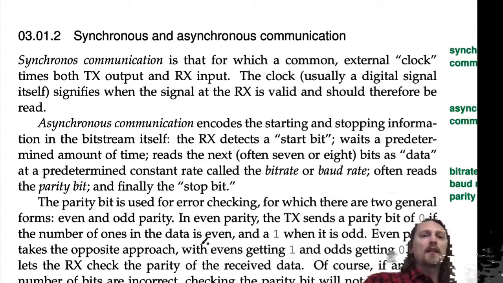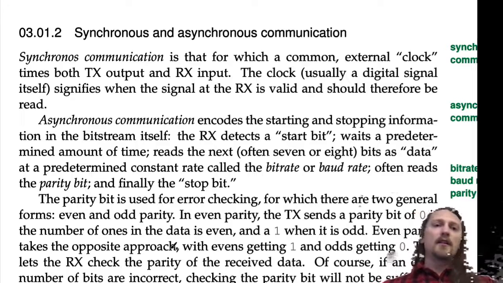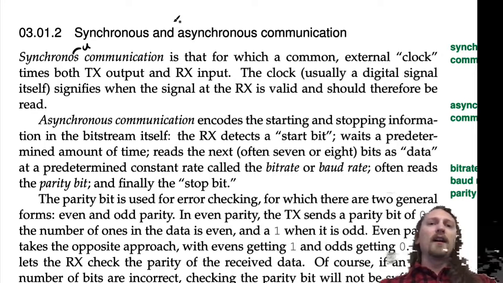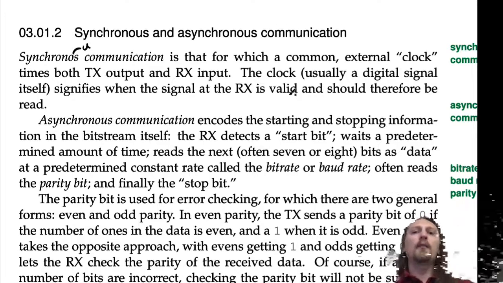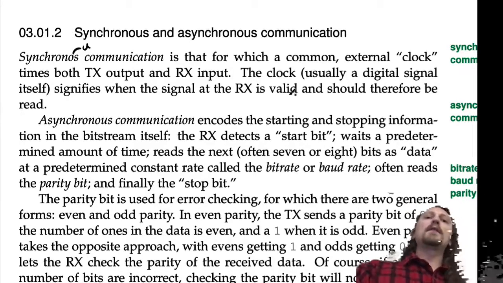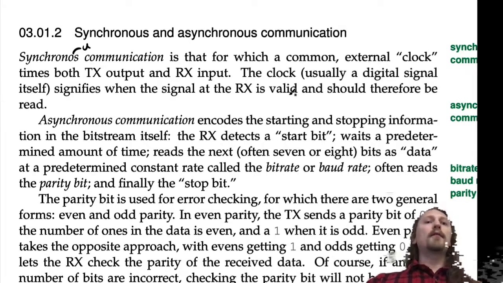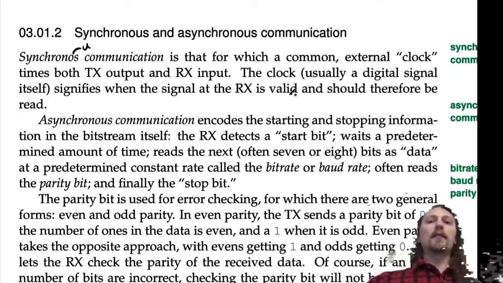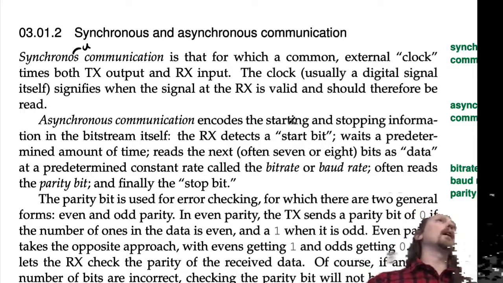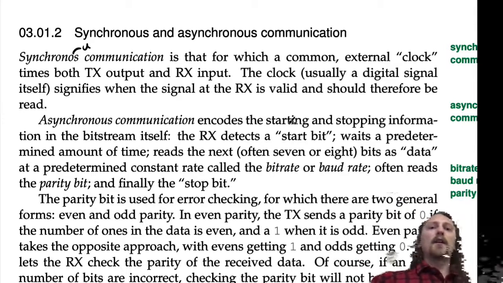The other division is synchronous and asynchronous communication. Synchronous communication is that for which a common external clock times both the transmission output and the receiving input. The clock, usually a digital signal itself, signifies when the signal at the receiver is valid and should therefore be read. So it says read now, read now, read now. And so that's synchronous communication.